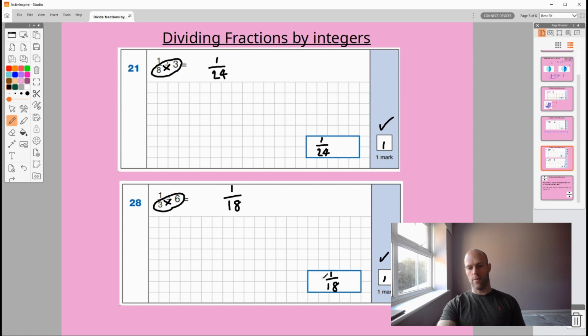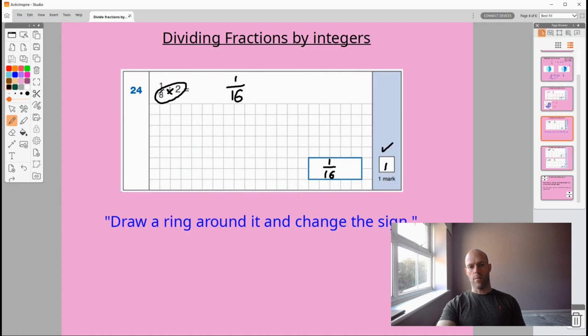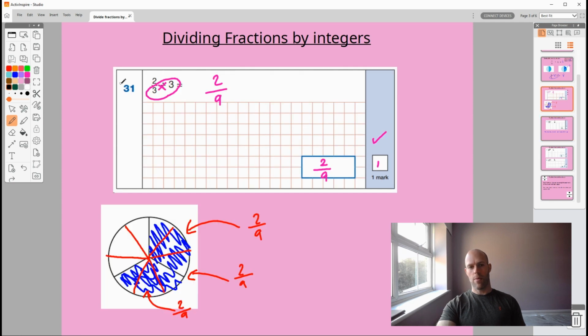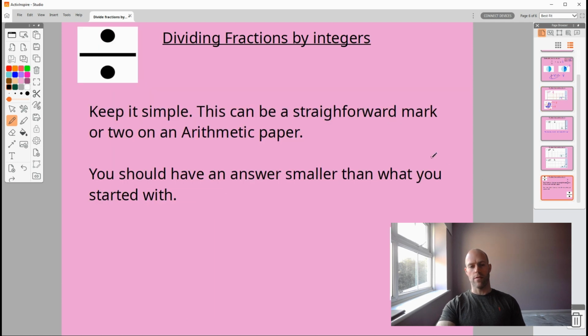We started with a 1/3, we've now got an 18th, yep. We started with an 1/8, we've now got a 16th, yep. Started with 1/3, we've now got 9ths. So yeah, it works in every single case. You're expecting an answer smaller than what you started with. So again, nice easy one to put in your toolkit. You've now got this logged in.